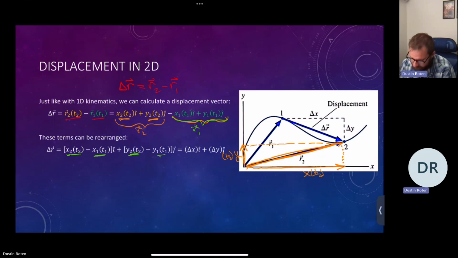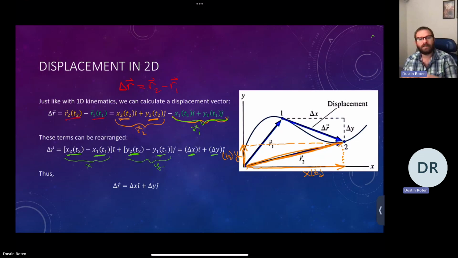Okay, now I do the y pieces. I need to group my y2s, my y1s. So now I have all the x's and then all the y's grouped together. Notice all these things are still scaling at i hat and j hat. Well, you'll notice that x2 minus x1 and y2 minus y1, that's just a delta x and a delta y.